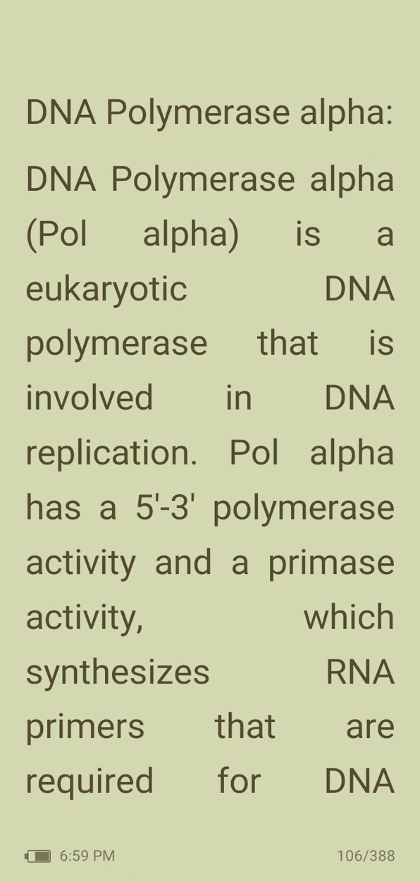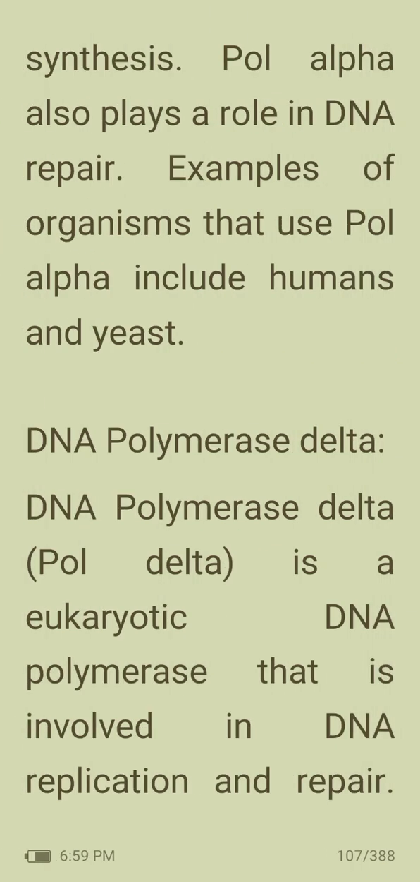DNA polymerase alpha is a eukaryotic DNA polymerase that is involved in DNA replication. Polymerase alpha has a 5' to 3' polymerase activity and a primase activity which synthesizes RNA primers that are required for DNA synthesis. Pol alpha also plays a role in DNA repair. Examples of organisms that use Pol alpha include humans and yeast.